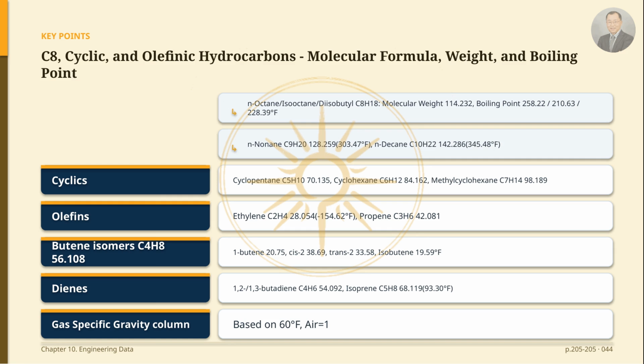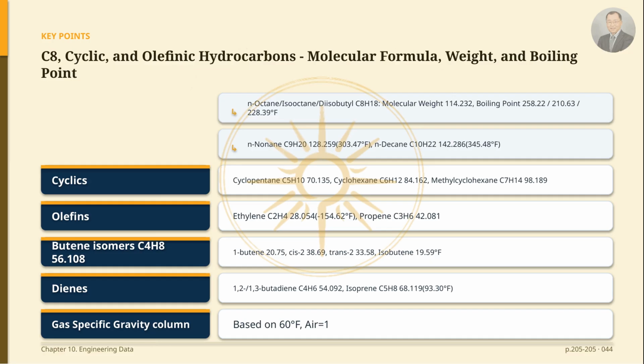In the olefin series, ethylene is C2H4 with a molecular weight of 28.054 and a boiling point of minus 154.62. And propene is C3H6 at 42.081. The butene isomers all have the same molecular formula C4H8 and molecular weight of 56.108. But the boiling points are distinguished as 1-butene at 20.75, cis-2-butene at 38.69, trans-2-butene at 33.58, and isobutene at 19.59.